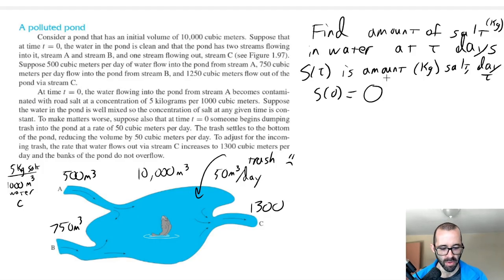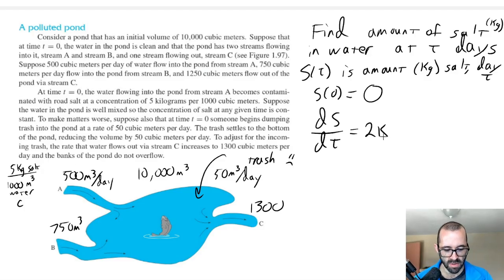And we also know some things about the rate of change of salt, right? The rate of change of the salt per day is going to be the salt in minus the salt out. So how much salt is coming in every day? Well, we know that it's 5 kilograms of salt per 1,000 cubic meters. And we know that we're getting 500 cubic meters per day. All right, so then again, just doing some multiplication, how much salt are we getting every day? Well, 2.5 kilograms of salt, right? So we're always gaining 2.5 kilograms of salt per day from stream A.